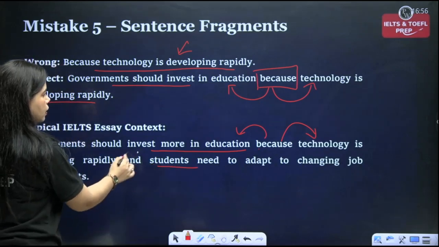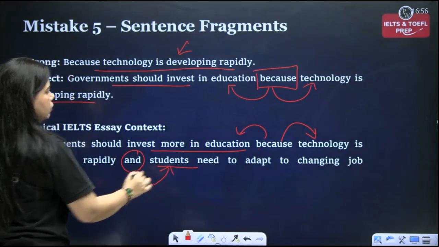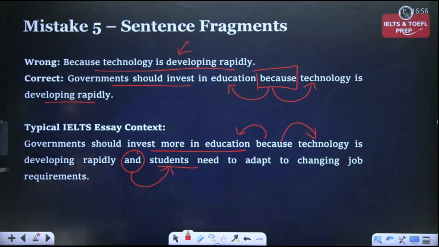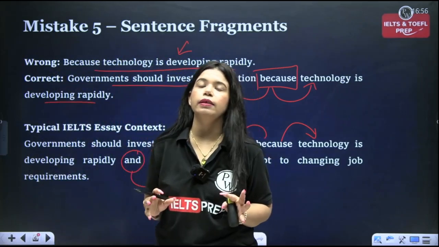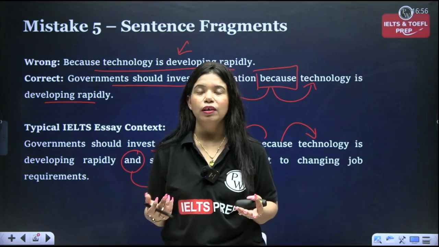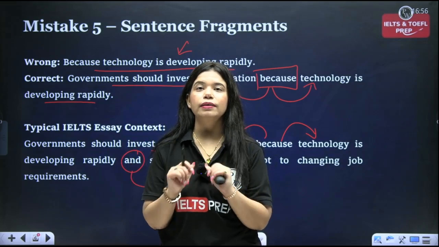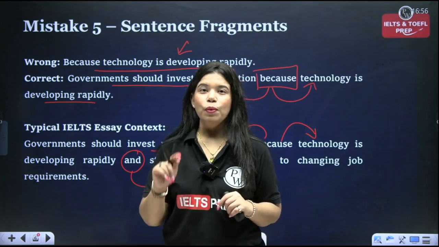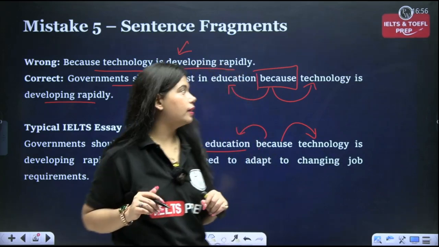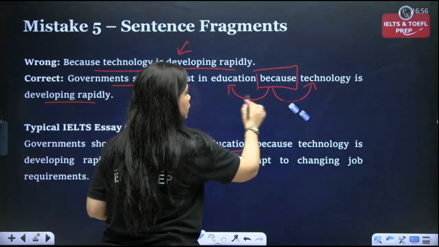In the middle of the third sentence, we have another conjunction. Now this one is adding to this: and students need to adapt to changing job requirements. So that means if you are joining 3 sentences, how many conjunctions do you need? You need 2 conjunctions. If you are joining 2 sentences, then how many conjunctions do you need? You need 1 conjunction. Based on this rule, look at this sentence. Because this is also one classic error that I see all the time.